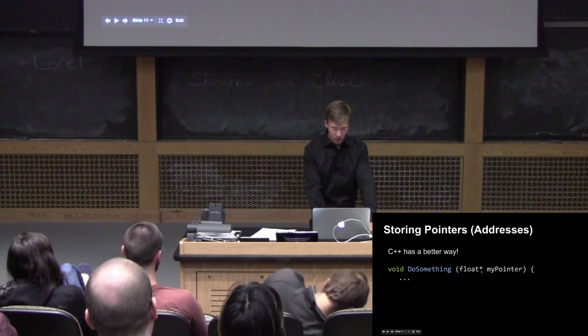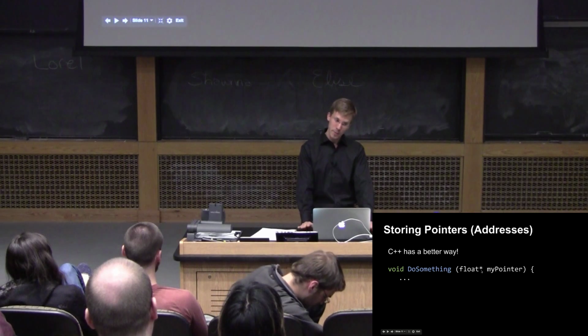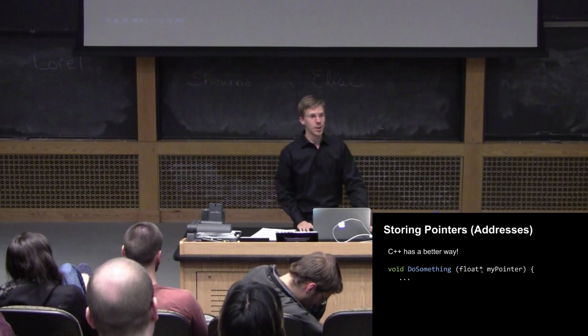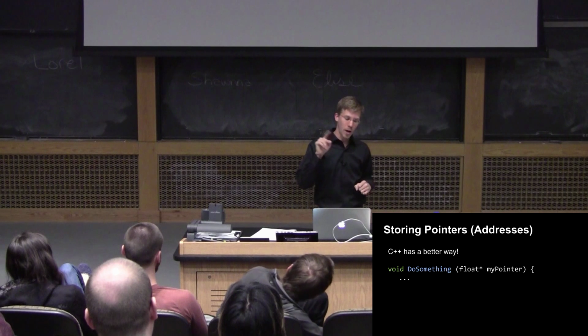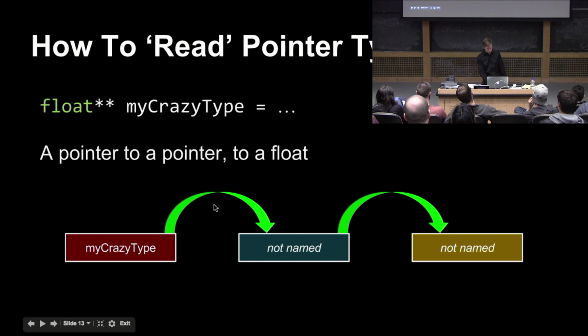So rather than doing the long thing, we got into actual pointers in C++, which is this little, I'm going to try not to say ampersand this time, the asterisk. So it's a star right behind a float. And then we got into how to read these things. So whenever you see stars, read them right to left and replace all the stars with the words a pointer to. And then the last thing is whatever the data type is. So it's a pointer to a float, which looks like this. So this whole thing is called my crazy type. The whole thing itself is a pointer to a float.